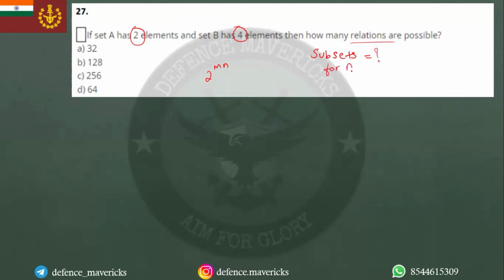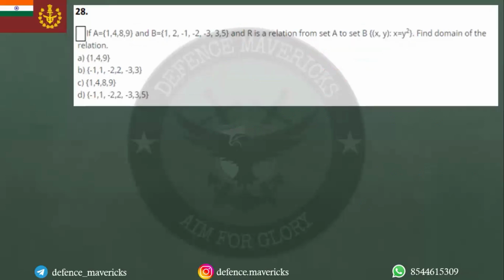वैसे तो मैंने पहले भी cover कर लिया ये. For A and for B, and then tell me how many relations will be there. ठीक है? Also tell me how many proper subsets will be there for A and B. चलो, relations कितने होते हैं? By the way, we already saw 2 power mn, तो यानी कि 2 power 2 into 4, which is 2 power 8. 2 power 8 कितना होता है? 256. ठीक है? 128 is 2 power 7, sorry, 2 power 8 is 256.